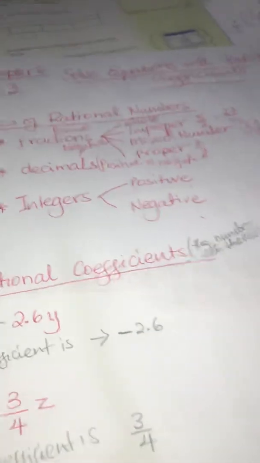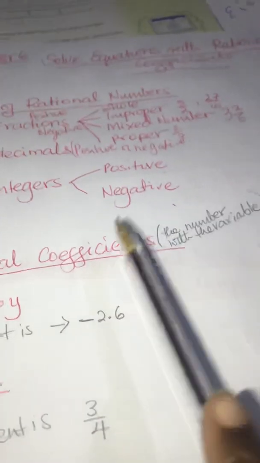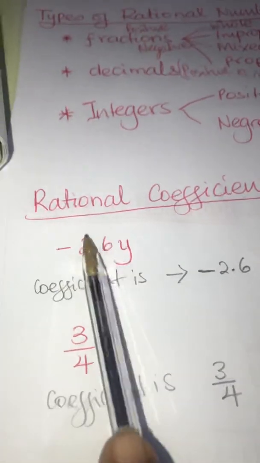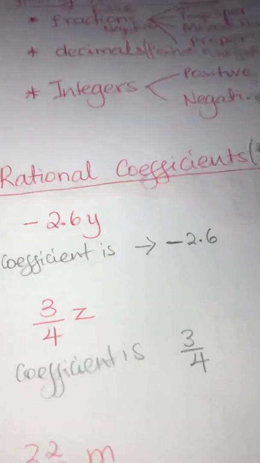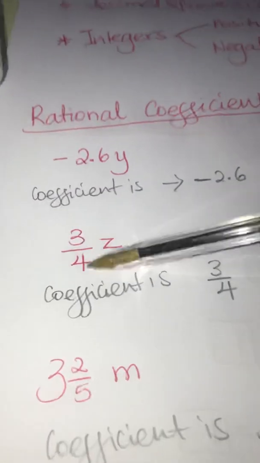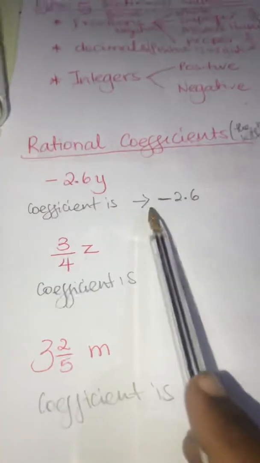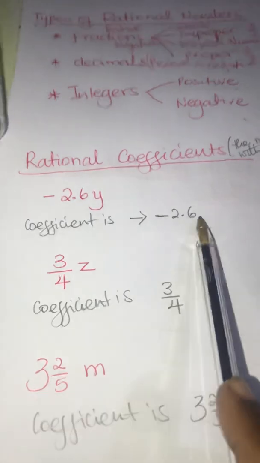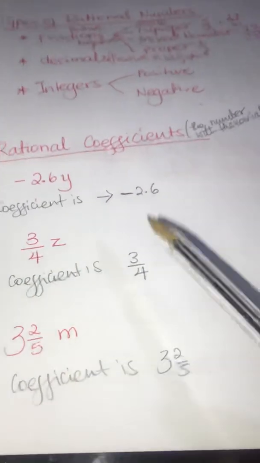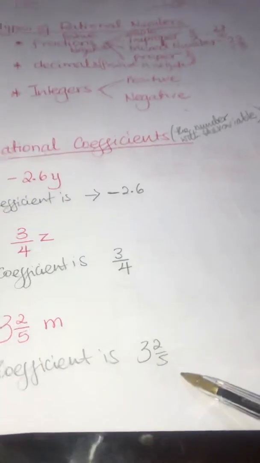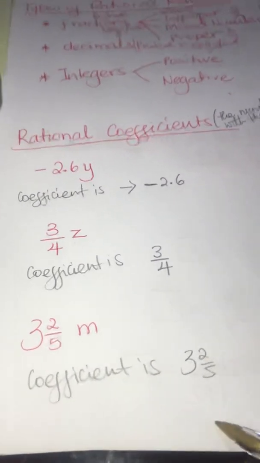From chapter 5, we learned about coefficients. We say the coefficient is the number with a variable. In this lesson, your number becomes a decimal. So this is a coefficient which is rational because it's a decimal. Here my coefficient is a fraction. Here my coefficient is an improper fraction. Here it is a mixed number. In this expression, the coefficient is -2 and 6/10. The coefficient here is 3/4. The coefficient here is 3 and 2/5.